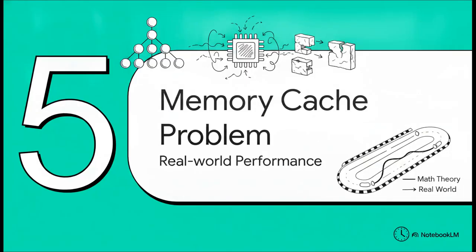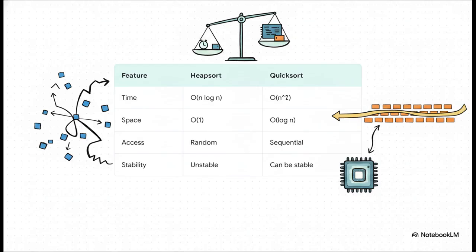But wait, if Heap Sort is so mathematically perfect and memory lean, why isn't it the absolute fastest algorithm out there? That brings us to our final section, the memory cache problem. If you look at the theoretical trade-offs against a fierce rival like Quicksort, Heap Sort seems like the clear winner on the time and space rows. It boasts a better worst-case time and uses less overhead space. But the secret killer lies right there in that third row, memory access. Notice how Quicksort accesses memory sequentially, while Heap Sort is forced to jump around completely randomly.